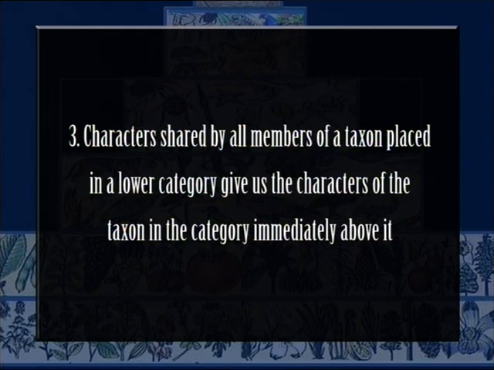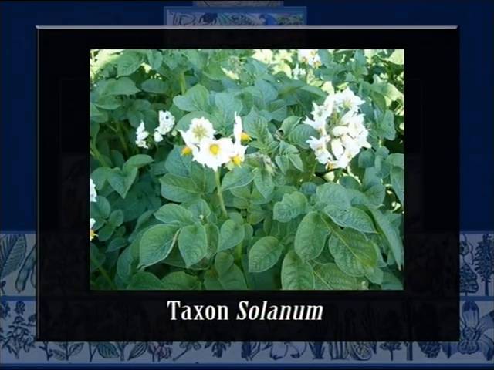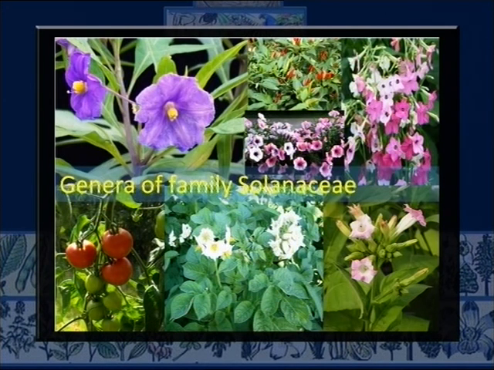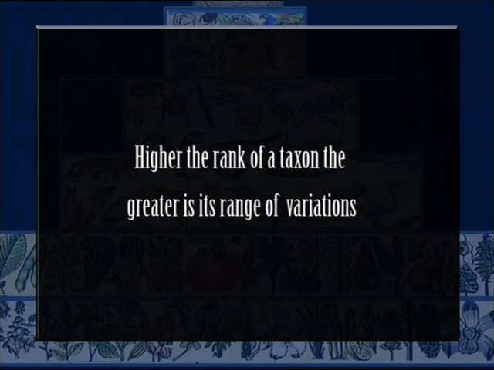The third property is that the characters shared by all members of a taxon placed in a lower category give us the characters of the taxon in the category immediately above it. That is, all the characters shared by the species of taxon Solanum make up the genus Solanum, and all the characters shared by genus Solanum and all other genera in the Solanaceae make up the family Solanaceae. It is clear that the higher the rank of the taxon, the greater is its range of variations.